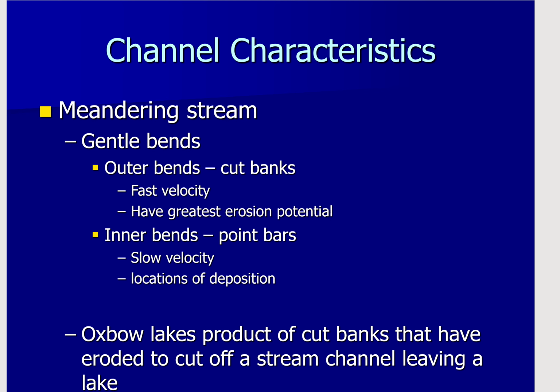Out of this, we can get some pretty neat little things called oxbow lakes. An oxbow lake is where there used to be a bend in the river, but that part of the river got abandoned because of erosional forces and depositional forces, and the river took a different channel at some point, leaving behind an oxbow or a C-shaped lake.